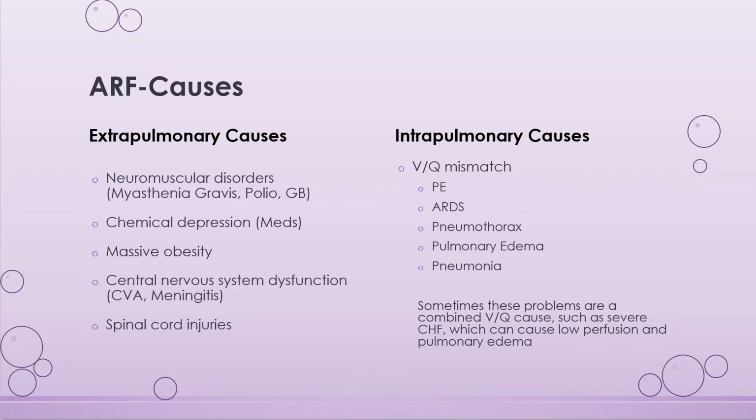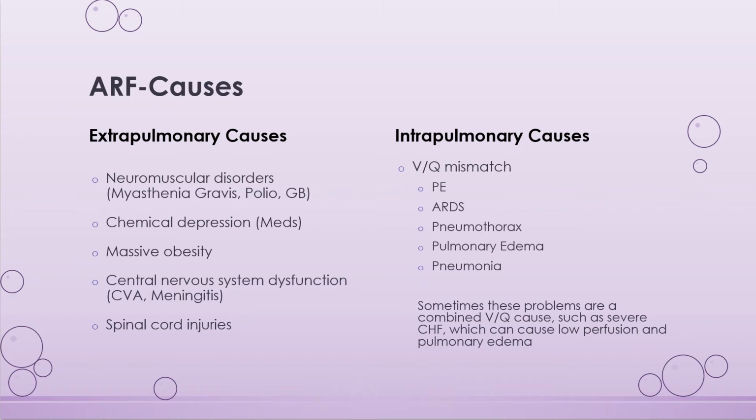Or chemical depression, right? So meds are really usually the culprit here, like our trip to Kennedy Plaza and an opiate, a really common culprit. All right, massive obesity. So remember, there are muscles at work here, and if you have someone that's carrying 500 pounds in their stomach, then the muscle has a lot to work against, and you may have acute respiratory failure. Central nervous system dysfunction, so they could have had a stroke or meningitis. Spinal cord injuries, all are extrapulmonary causes of acute respiratory failure.